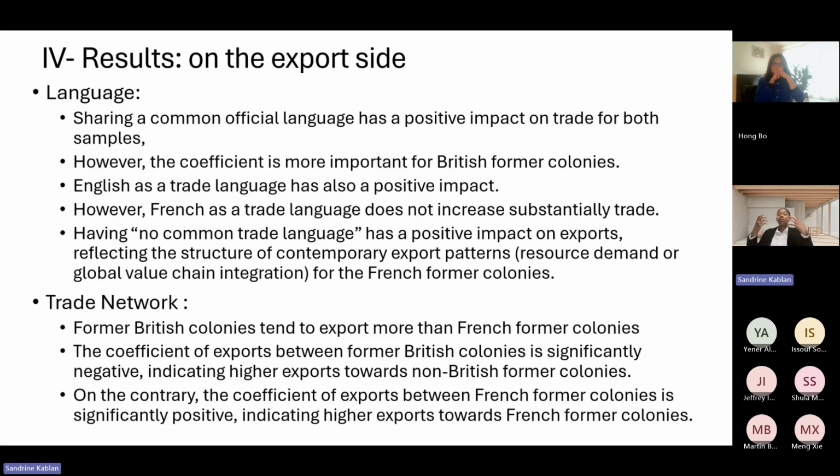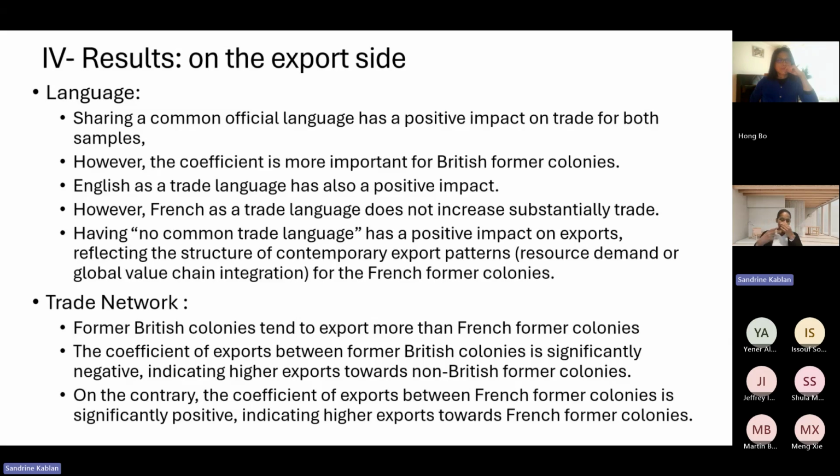They won't have a declared common trade language, so they will trade. But this trade happens because of structural issues, because, for example, they are resource exporters or resource importers, because they enter the global value chain. So the language doesn't really play a role; it's just because of the structural pattern of trade and the evolution of trade. Now, the trade network.